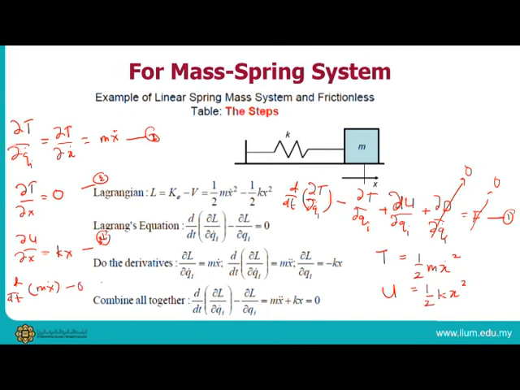Basically this one equals to 0, plus, and then this one is kx, right? Plus kx equal to 0, right? So if you differentiate this one with the time, you can get mx double dot plus kx equal to 0. So you can have this equation basically, right?